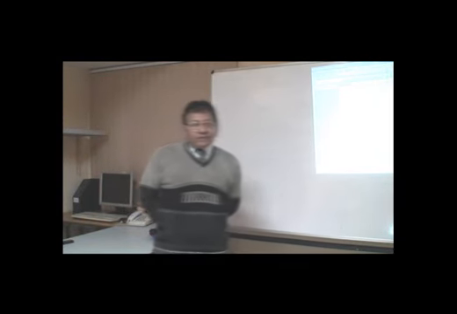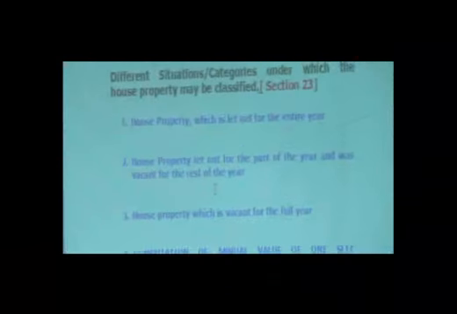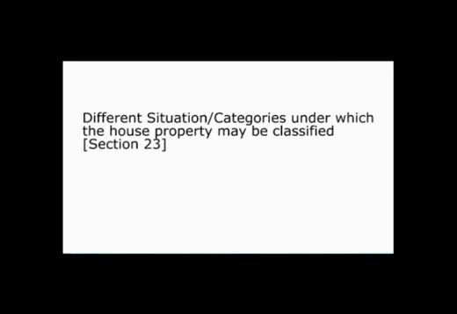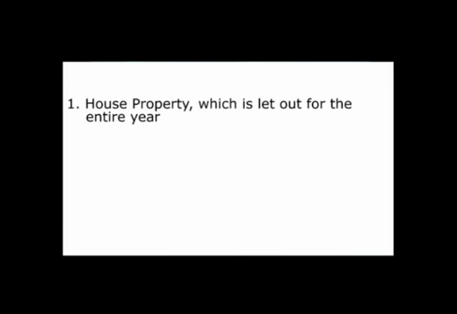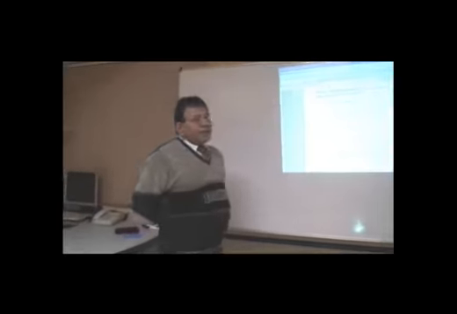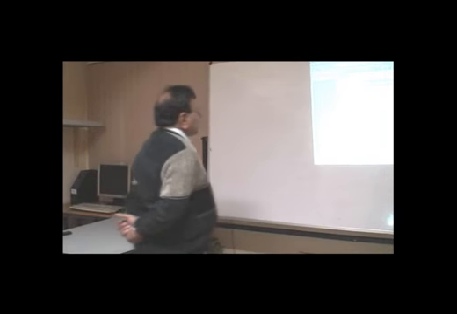Now we will discuss the various situations in respect of house property. There are different situations or categories under which the house property may be classified, and in respect of each category, the treatment is different. Basically, there are 7 situations under which the house property can be categorized. Number one situation is house property which is let out for the entire year. This is the case when the house property has been let out by the owner of the house for the whole of the year.